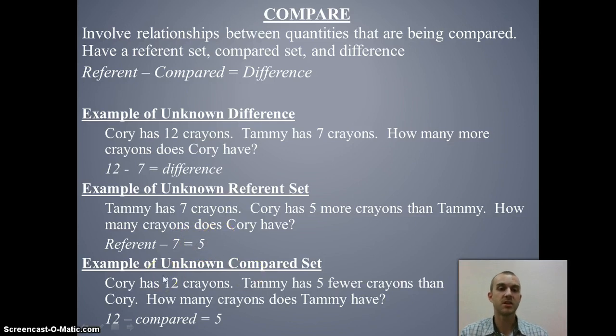And last one, if we didn't know the compared set, we know how many Corey has. We know Tammy has 5 fewer, and how many crowns does Tammy actually have? And we've got the 12 minus the compared, which is Tammy, will equal the difference between the two.